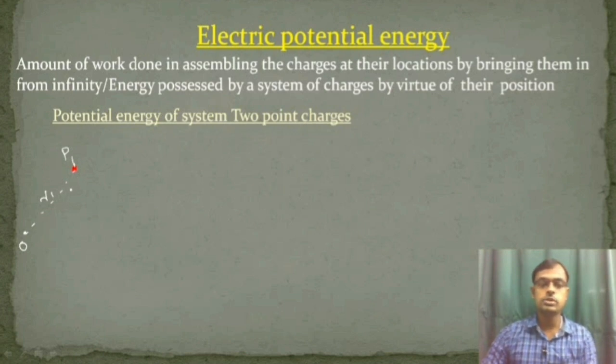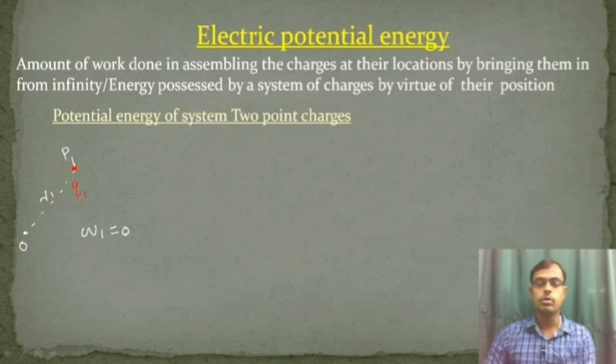Now, which charge are you bringing from infinity? The charge Q1. How much work has to be done? Say W1 is the work done to bring the charge Q1 from infinity to the position P1. We can say that there is no need of any work to bring this charge from infinity. Why? At the position P1, there is no external electric field, so no work is required, and there is no potential also. So what is W1? 0.